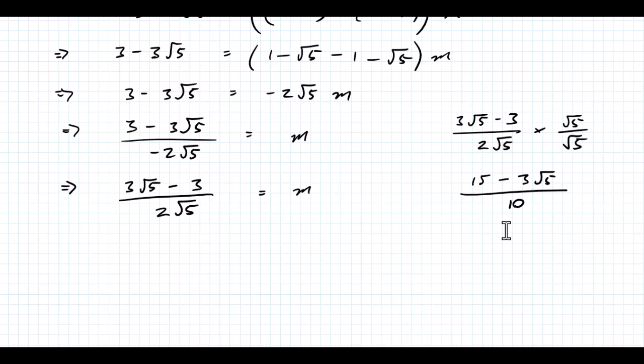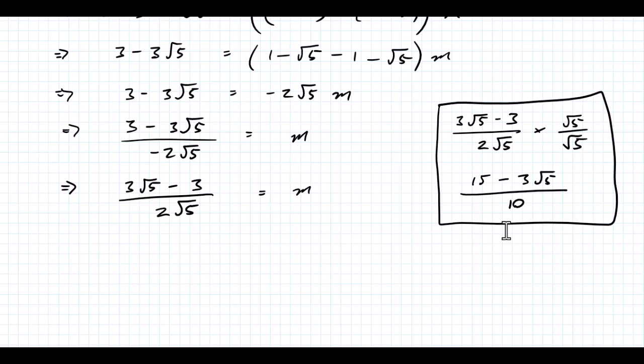So this is what I'm going to use here. So I'm just going to box that off there. So that's what I'm going to do down here. So this just becomes 15 minus 3 root 5 over 10 is equal to m. That's my value for m.